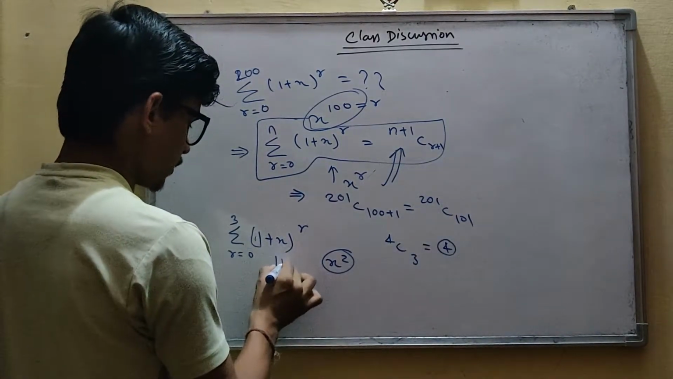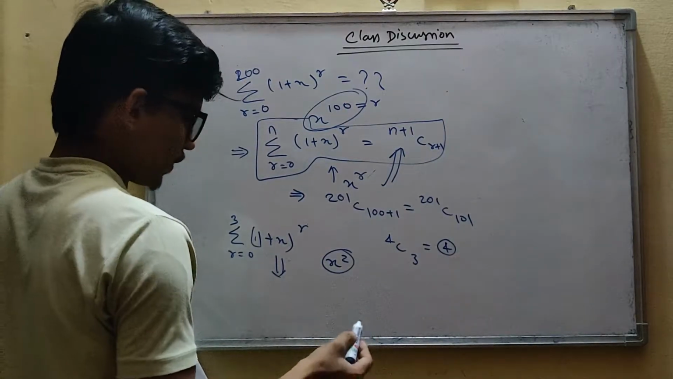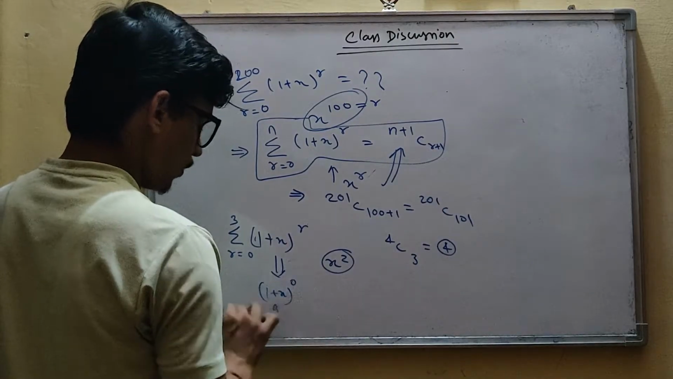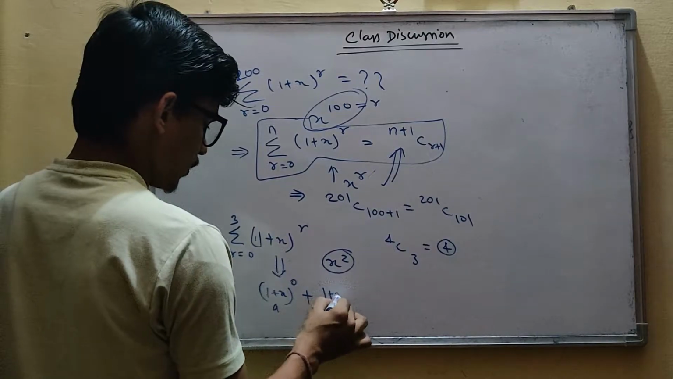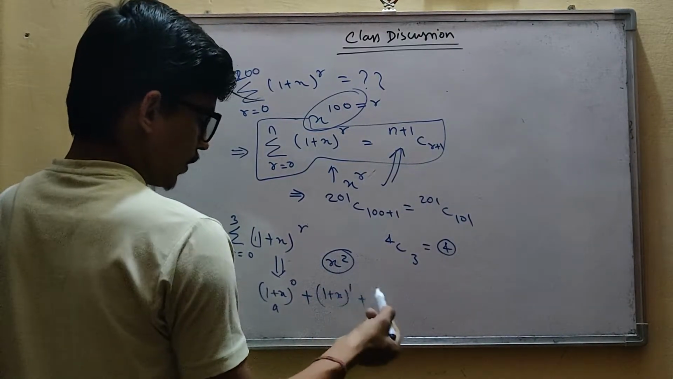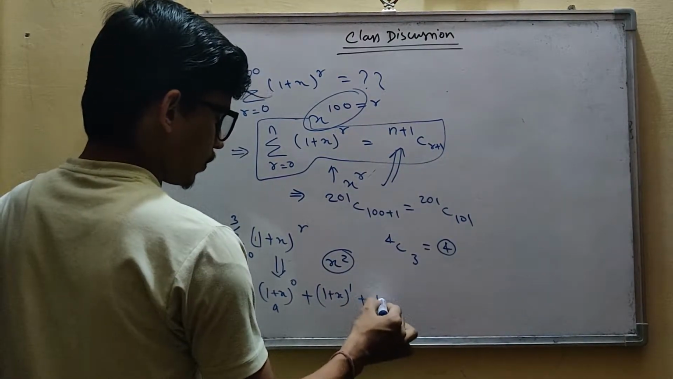Now expand this. We want to calculate the coefficient of x square. So (1 plus x) to the power 0: here we are not going to get x square, so there is no coefficient. (1 plus x) to the power 1: here also we don't have any term of x square, so I will not get any coefficient from here. And from here onward, (1 plus x) square.